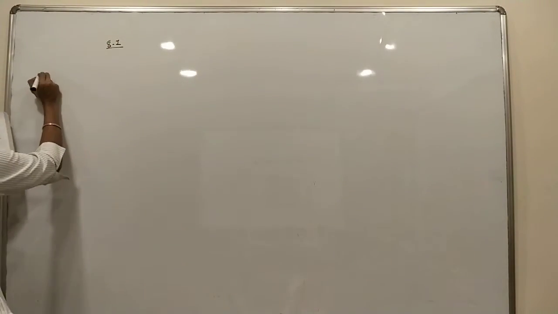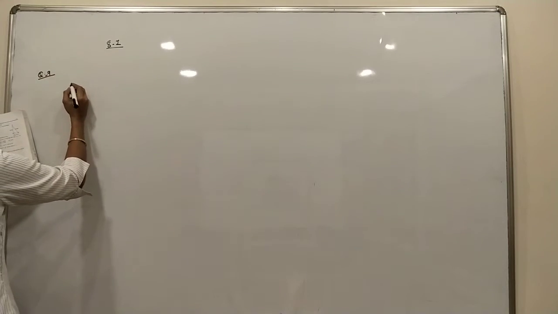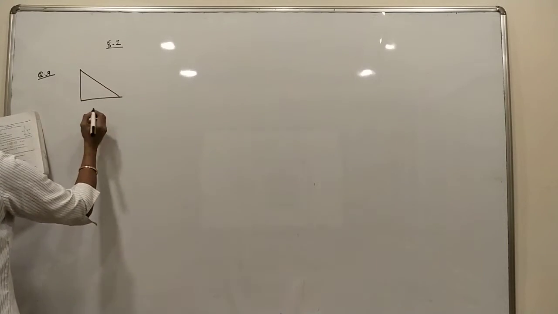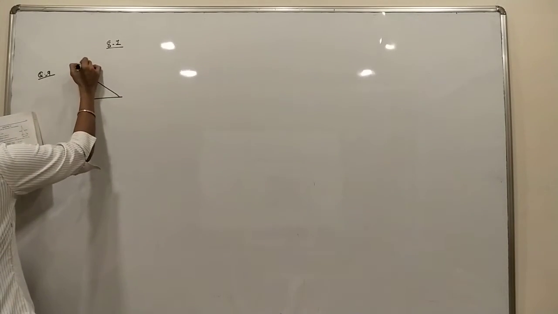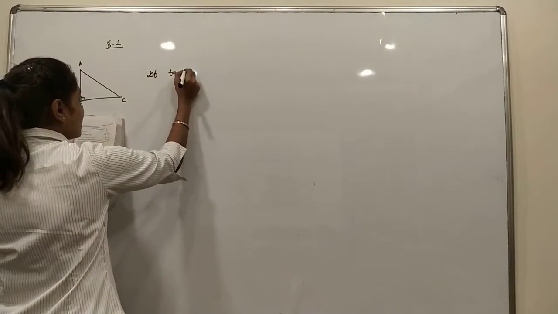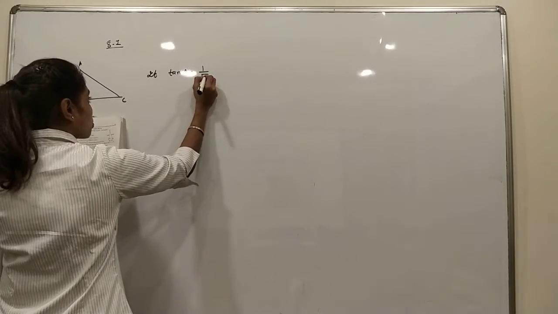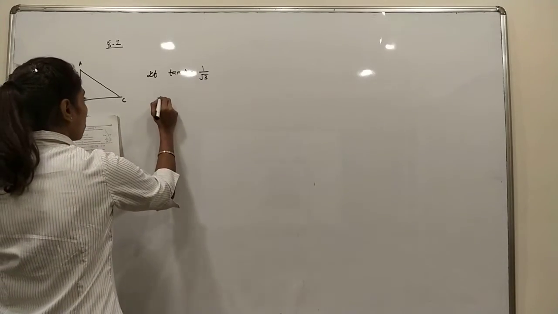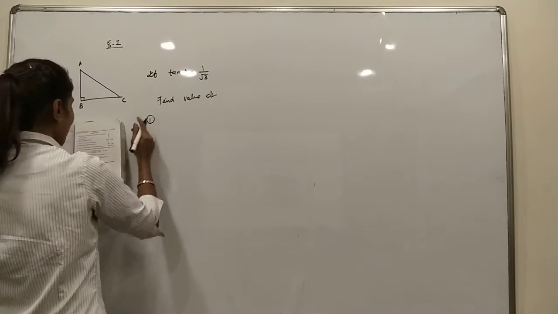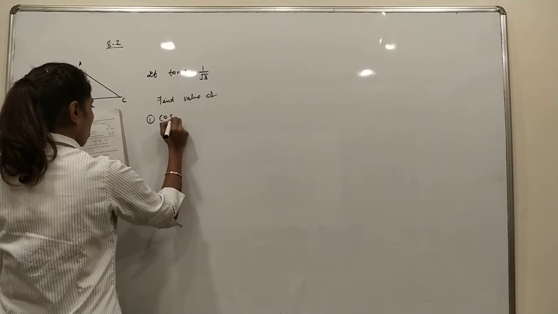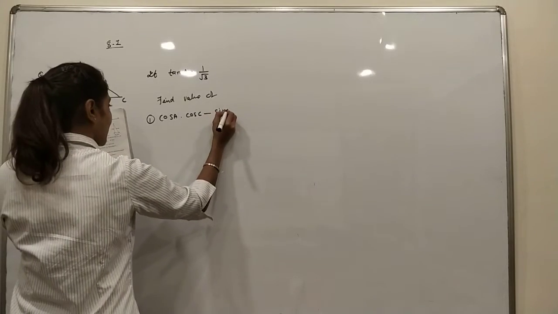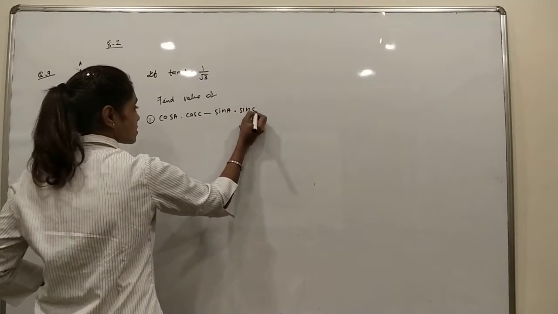Exercise 8.1, question number 9. Triangle ABC, right angle at B. If tan A equal to 1 upon root 3, then find the value of... I'll do any one of them. There are two. The second one: cos A into cos C minus sin A into sin C, that you have to find.